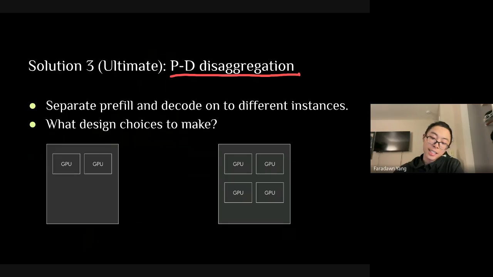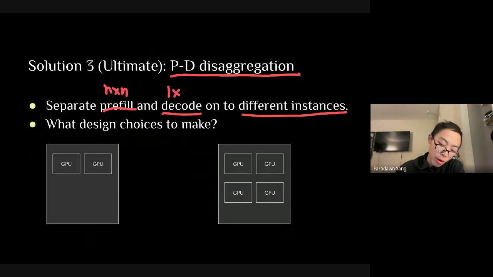What is the idea here? Let's separate prefill and decode onto different instances, onto different GPUs. Since prefill is an n by n computation and decode is a 1 by n computation, why not use separate hardware for those?